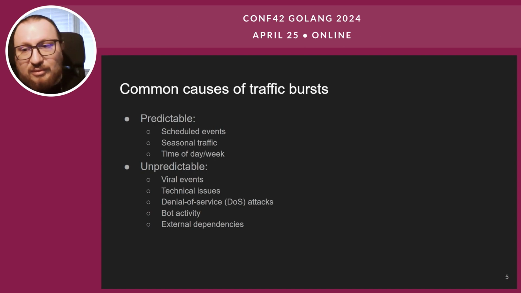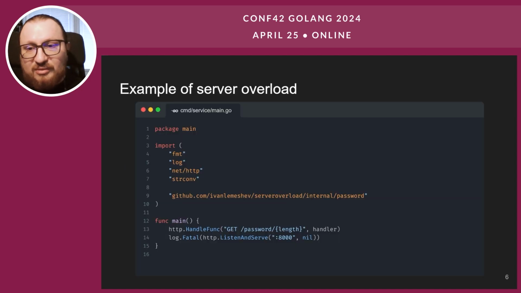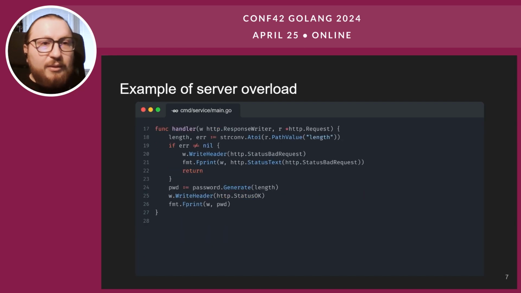Well, now let's look at the example of server overload. To demonstrate this, I implemented a simple HTTP service in Go. The main function sets up an HTTP server that listens on port 8000. It registers a single route with a handler function. The handler function attempts to extract a path parameter length from the requests, convert it to an integer value, and use it to generate a password.